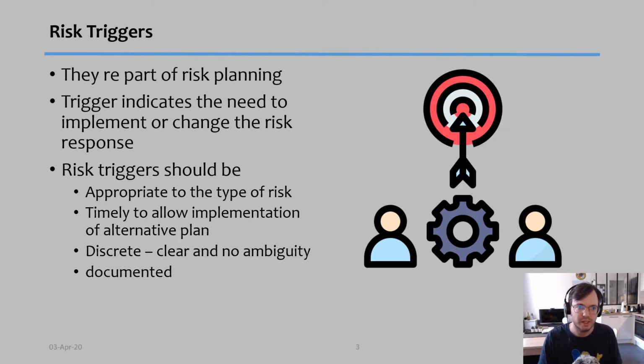So risk triggers are part of risk planning, and a trigger indicates the need to implement a change. It's like an indicator that says it will happen. Let's imagine one trigger could say, I will join a gym if I ever reach, for example, 100 kilos, which I already did. But this is a trigger. The 100 kilo mark is the trigger that will activate a response.